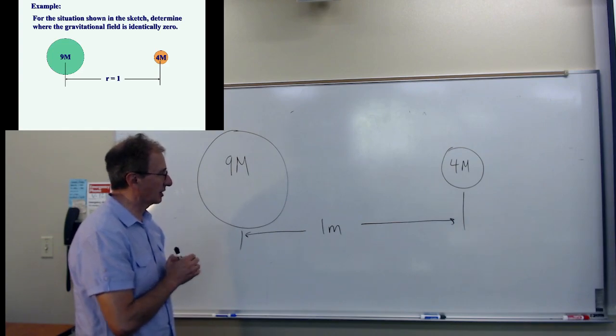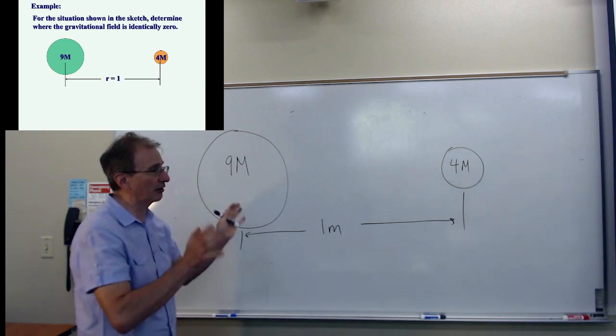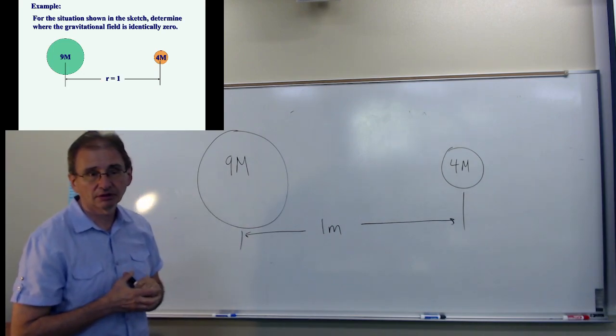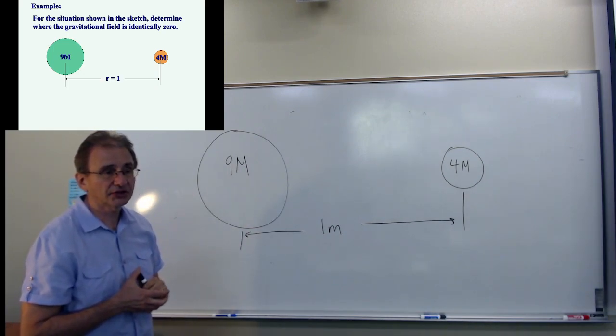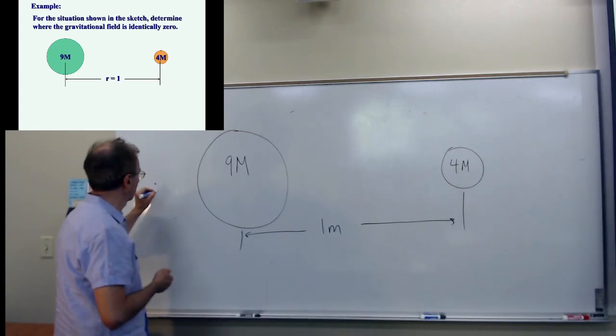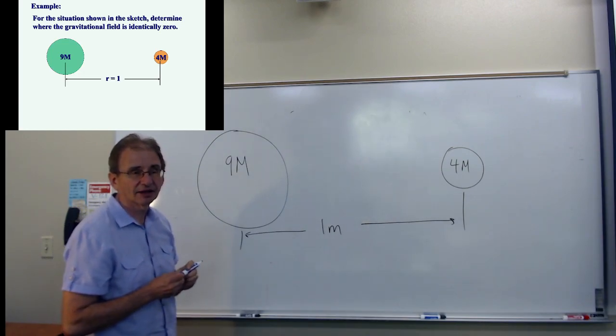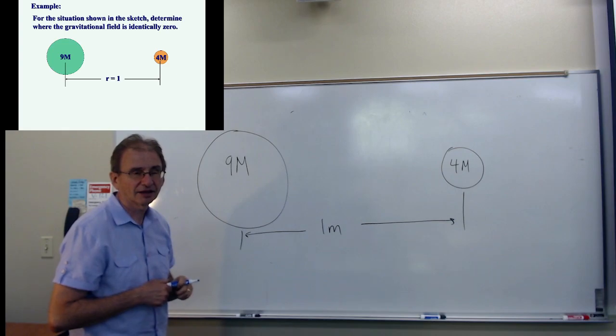First of all, I have to ask the question: where is the field going to be 0? What area do I have to consider? Is the field going to be 0 over here? No, in between them. Why in between them? Think of the idea of tension: one of them is pulling one way, and the other has to be pulling the other way.